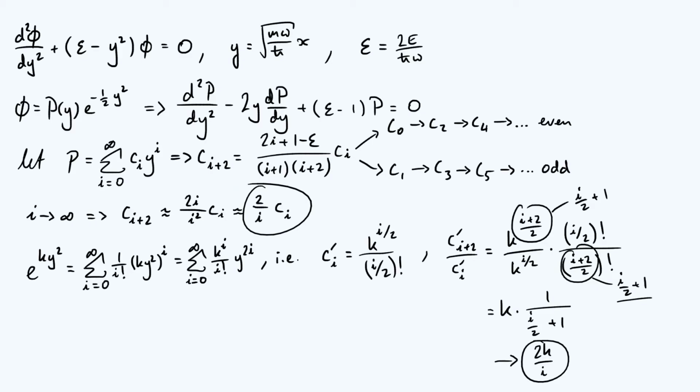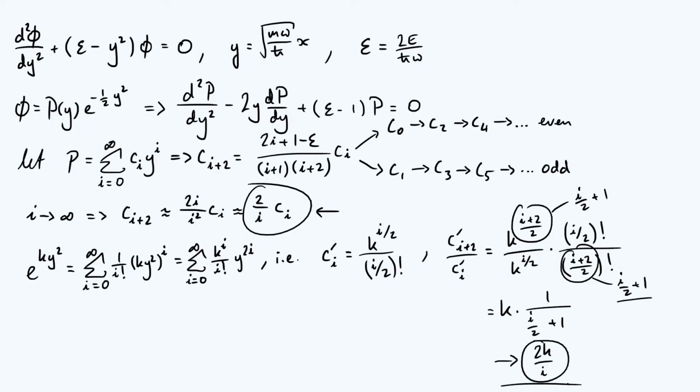You can also look at this another way. This is why I did the expansion of e to the ky squared and kept it general, because this 2 over I times c_I is basically the same as this 2k over I down here when k is 1, right? So that means that your series expansion is actually behaving like e to the power of y squared when y is very large. Now, e to the power of y squared is growing more quickly than e to the minus a half y squared is decaying.